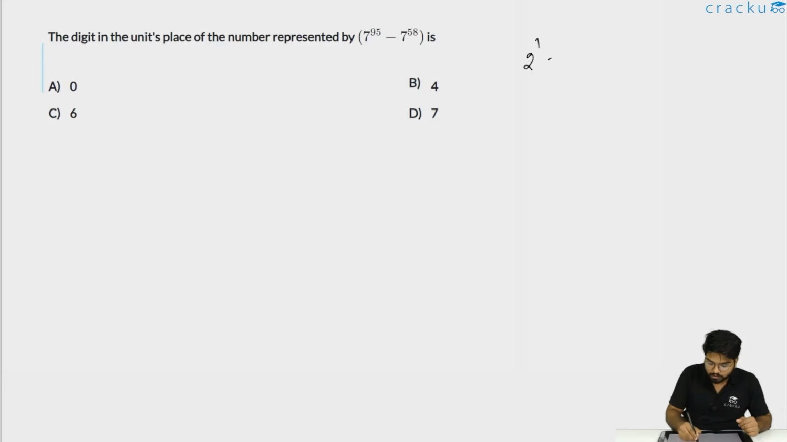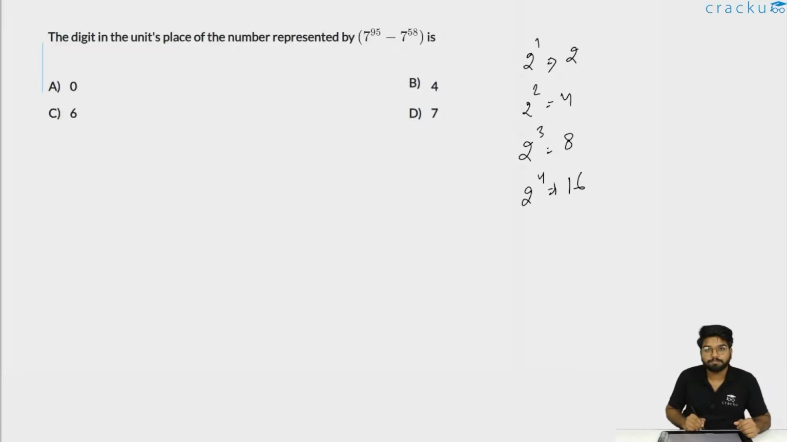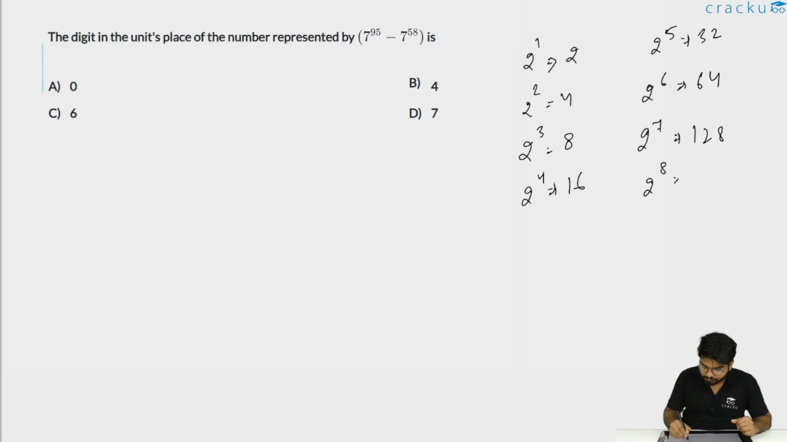We have 2 raised to 1, which is 2. 2 raised to 2 is 4. 2 raised to 3 is 8. 2 raised to 4 is 16. Let's continue. We have 2 raised to 5 is 32. 2 raised to 6 is 64. 2 raised to 7 is 128. 2 raised to 8 is 256. Now in both these groups, what do you identify common?